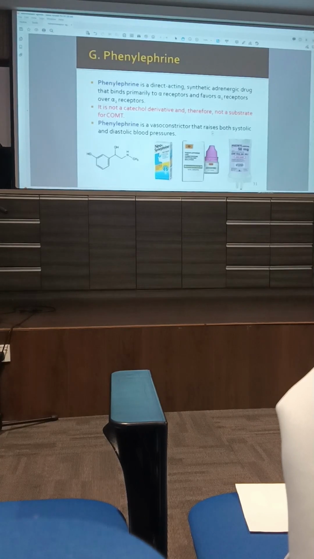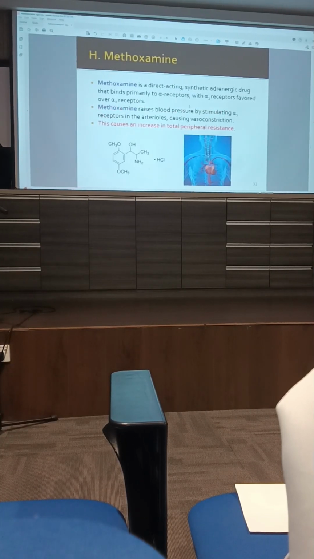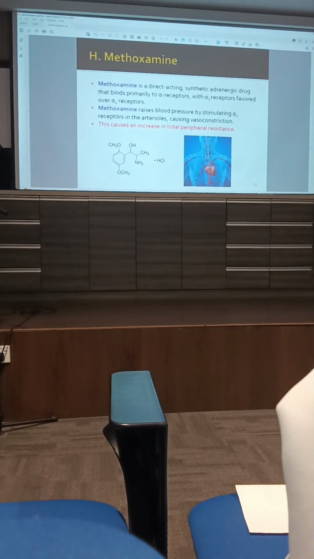So it can cause vasoconstriction. It will raise both systolic and diastolic blood pressure. Methoxamine will bind to alpha receptors, predominantly alpha-1. It will raise blood pressure by stimulating alpha-1.